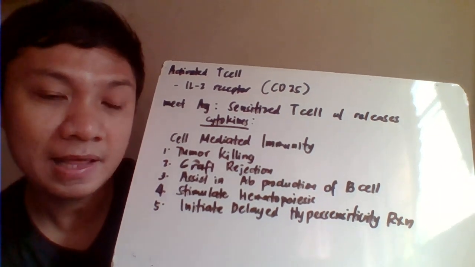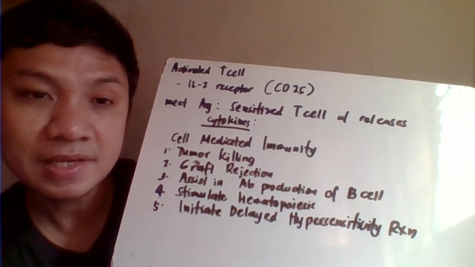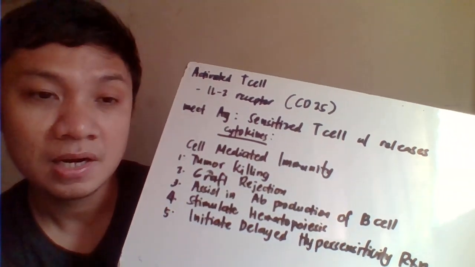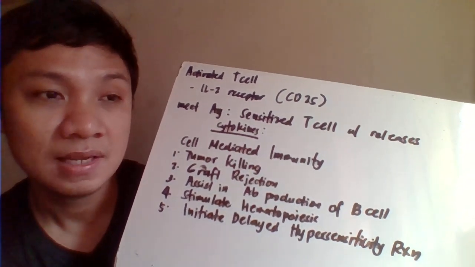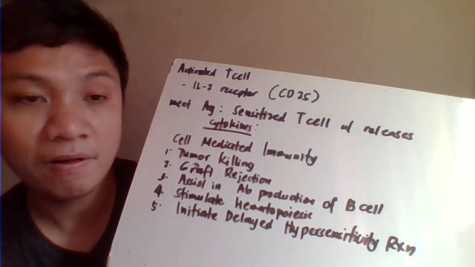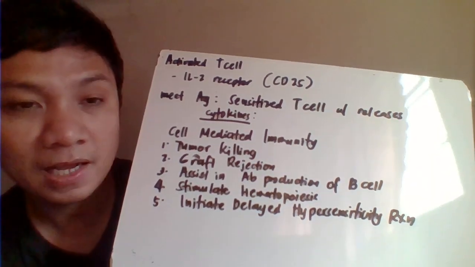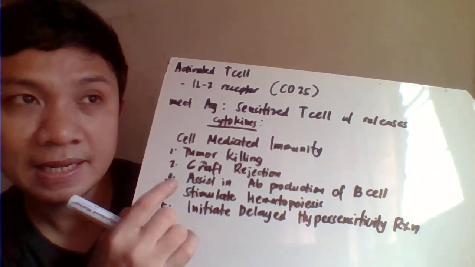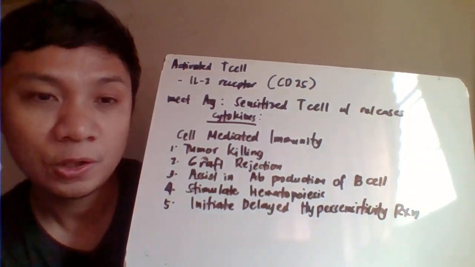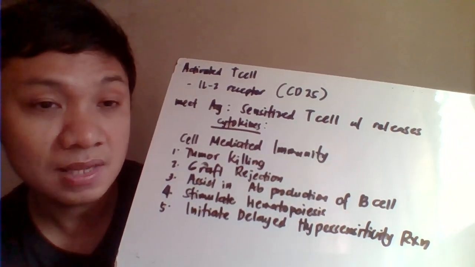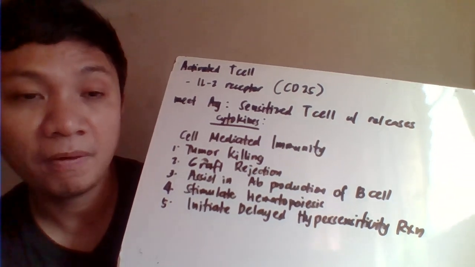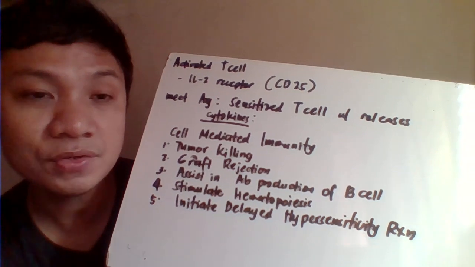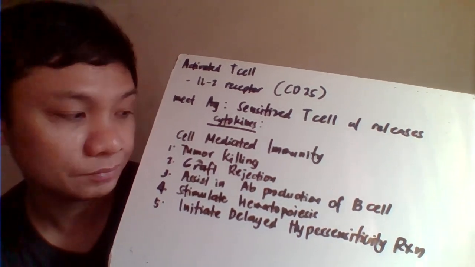Again, it first meets the antigen. During the first encounter with the antigen, it becomes sensitized. On the second encounter, it releases the cytokines, and the cytokines it releases will be involved in our cell-mediated immunity. Again, what are those cell-mediated immunity reactions? Tumor killing: it can directly kill our tumor cells or virally infected cells, in the case of your T cytotoxic, provided that your tumor or viral infected cells are associated with your MHC class 1.